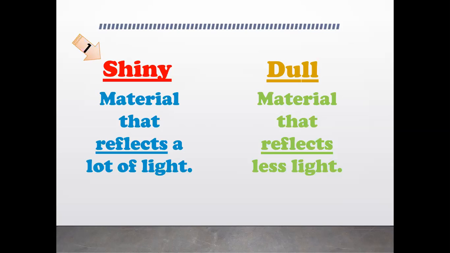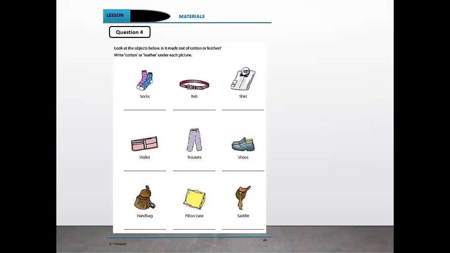Now we are going to solve some pages, and this will be our routine that we are going to do every session. I will revise with you what we took in the last session, then we're going to solve exercises about it, and then we're going to take the new thing. Here it says to write cotton or leather under each picture.